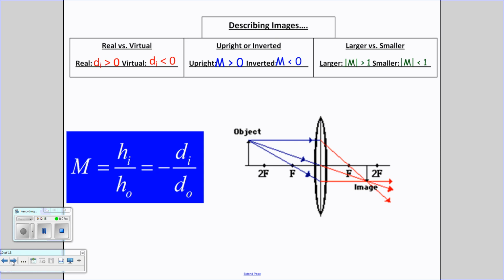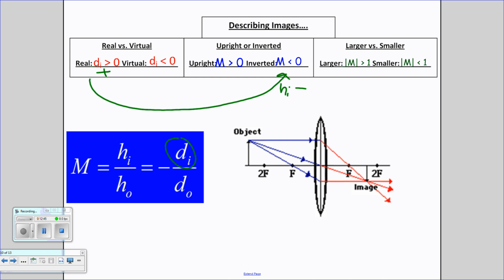All right, as far as the math goes, the image is still real if di is positive. Now, if your di is positive, that means that your magnification is negative. So, real images are inverted. That also means that your hi is negative. Both those things are true. They're just different ways of seeing it depending on what you know.